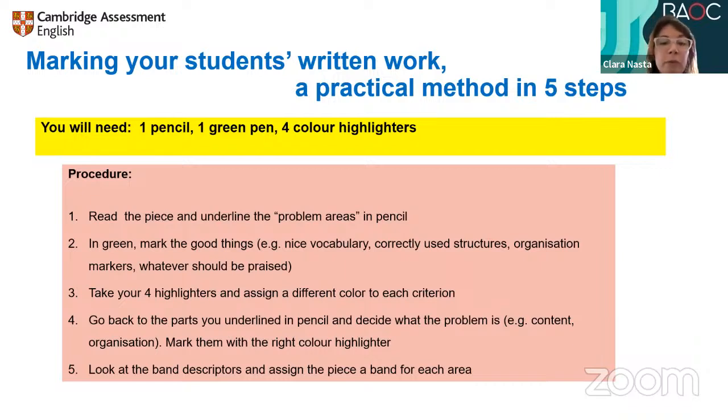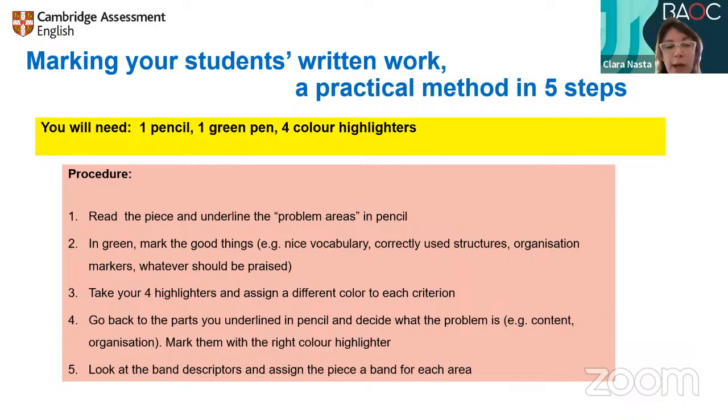So you mark problems in pencil, then you also mark the things that have been done well, and then you take your 4 highlighters and assign a different color to each criterion. There are a lot of fancy highlighters now, and you buy a nice set of highlighters, and you have one for content, another for communicative achievement, for organization, and for language. And now you go back to those parts that you first marked in pencil, and you make your decisions: okay, this is a language mistake, orange for language mistake.